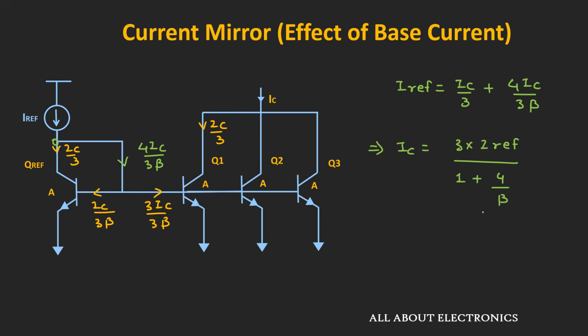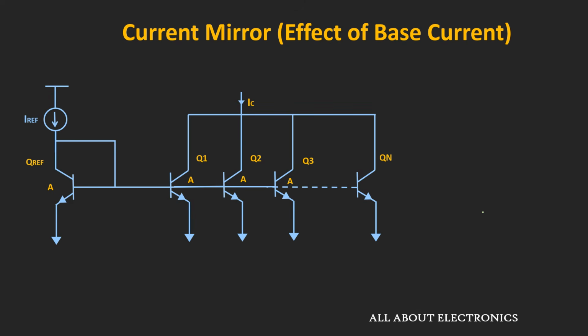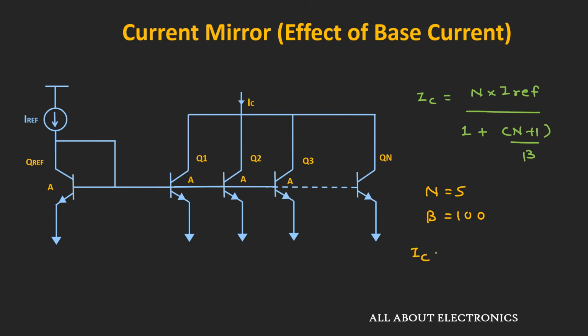Similarly, if n transistors are connected, in that case this collector current IC can be given as n times I reference divided by 1 plus n plus 1 divided by beta. So as you can see, when the value of n is moderate and the value of beta is high, then IC is approximately equal to n times I reference. For example, if n is equal to 5 and beta is equal to 100, in that case this IC is approximately equal to n times I reference, or to be precise, it is equal to 5 times I reference.